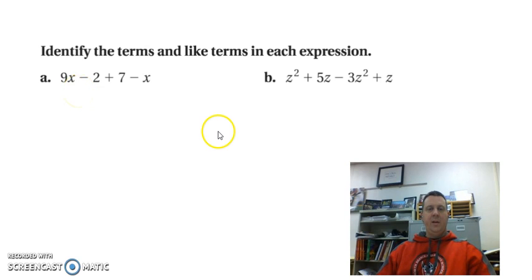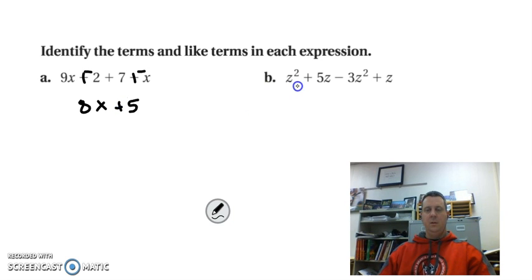In order to move things around, we need to have all addition. So let's get all addition. I'm going to add an opposite here, add the opposite here. I have 9x plus a negative 1x. I'm going to have 8x. Negative 2 plus 7 plus 5. Over here, I'm going to have 1z squared minus 3z squareds, or negative 3z squared. I'm going to end up with negative 2z squared. 1z down here and 5z's here is going to make 6z.